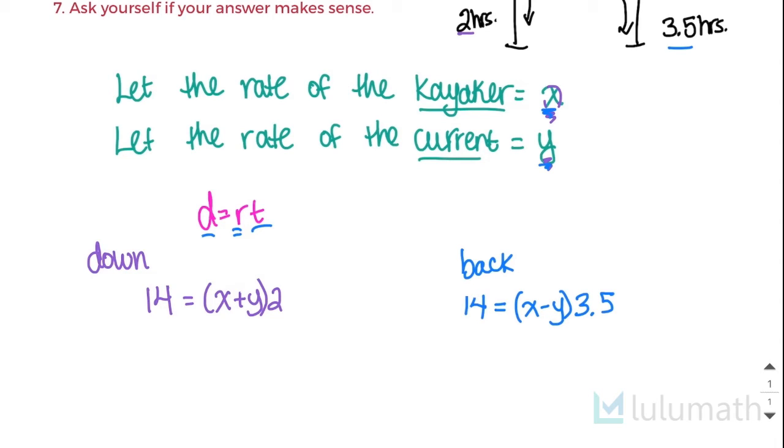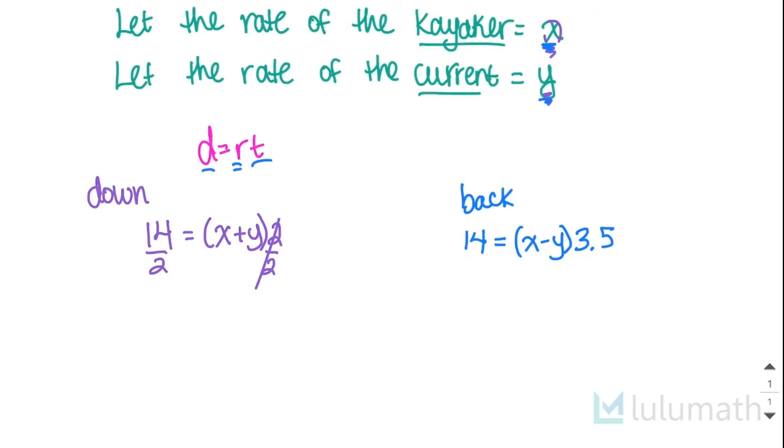So in order to solve this, I'm actually going to divide out this 2 right here, because then I don't have to deal with distributing or anything along those lines, especially since 14 is evenly divisible by 2. And this is pretty much all I have on the right side of my equation. So 14 divided by 2 is 7. So 7 equals x plus y.